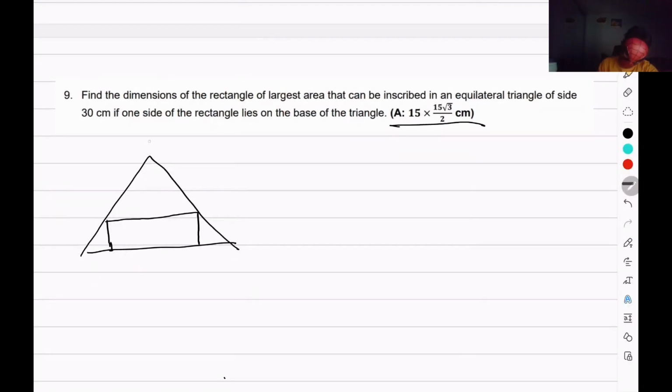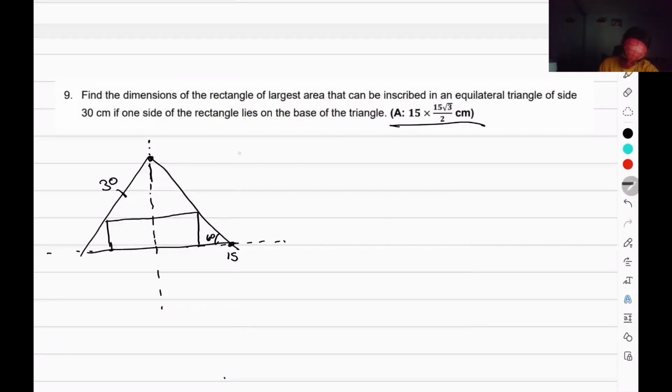When in these inscribed questions, I like to draw it on a grid. So we know one side is 30 centimeters. So I drew this, the y-axis is bisecting this triangle. So this point right here is 15. This point right here, we can find in an equilateral triangle, all angles are 60 degrees. So we can find the height using Pythagorean theorem. Sorry, not Pythagorean theorem, but using trigonometry.